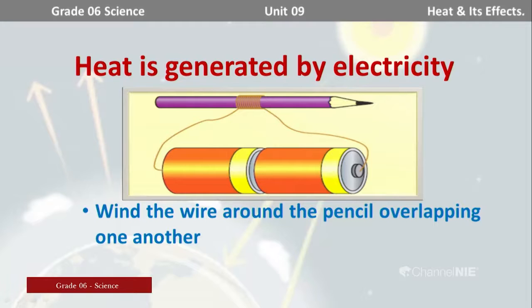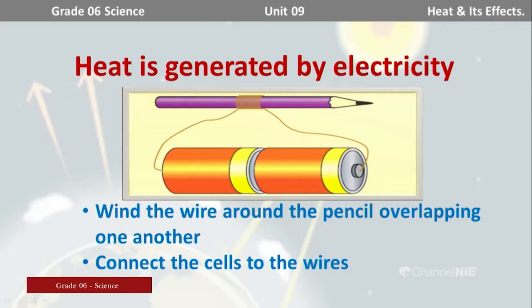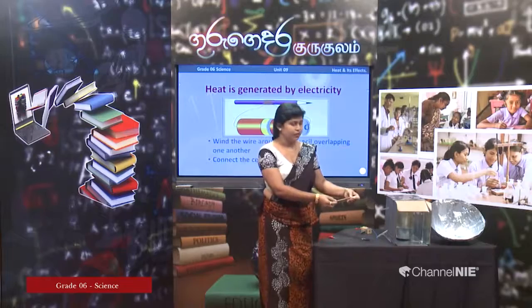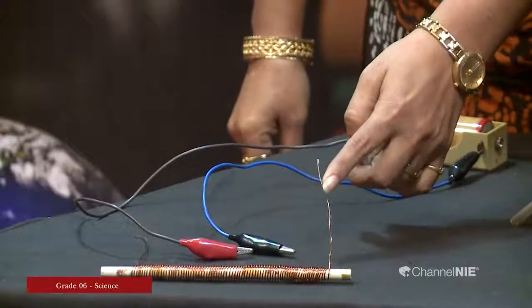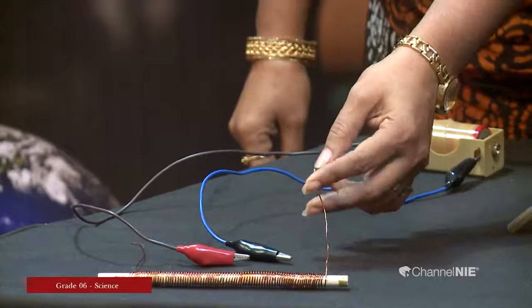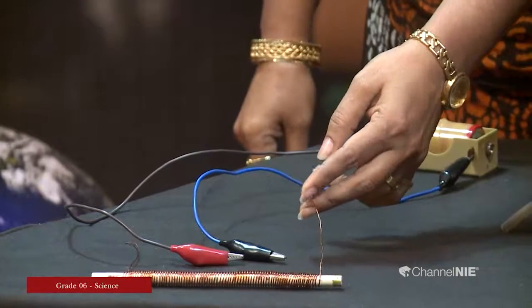Wind the wire around the pencil overlapping one another. You have to be careful when you wind the wire around the pencil; it should be overlapping one another. Connect the cells to the wires. The activity is really simple. Now, I am going to do the activity. Here I have got a copper wire. You can see a copper wire wound around a pencil, overlapping one another.